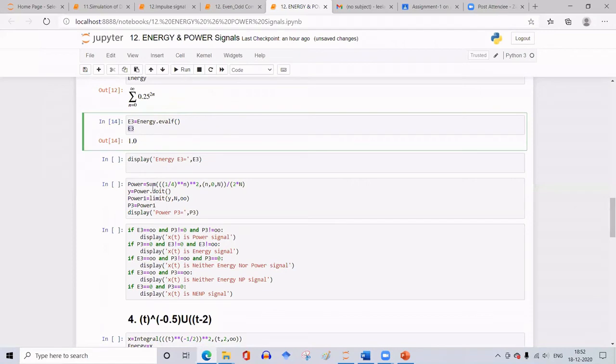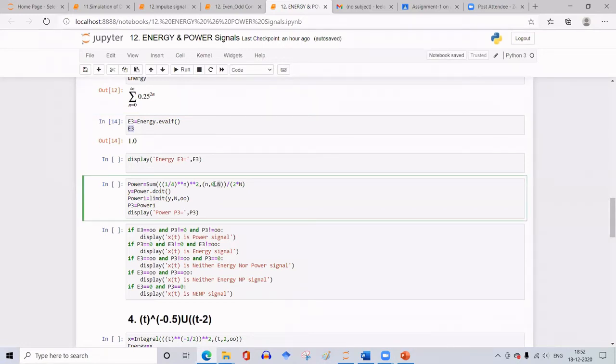Next, power. Power is sigma of the same x of n square, summed between minus capital N to plus capital N. Since it is multiplied by u of n, the summation is between 0 to capital N, and the whole is divided by 2 times N, that is the period that is considered. So if you evaluate this, let me take this to the next cell.